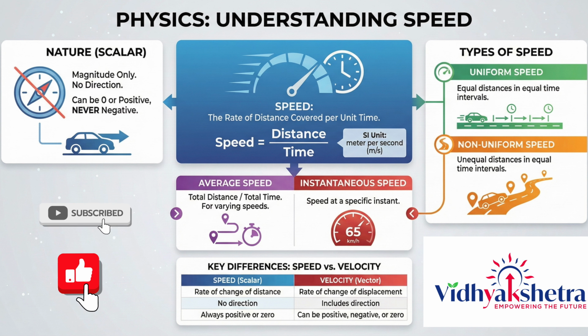Difference between speed and velocity. Although speed and velocity are related, they are not the same. Speed is based on distance and has no direction. Velocity is based on displacement and includes direction. That is why speed is scalar, while velocity is vector.